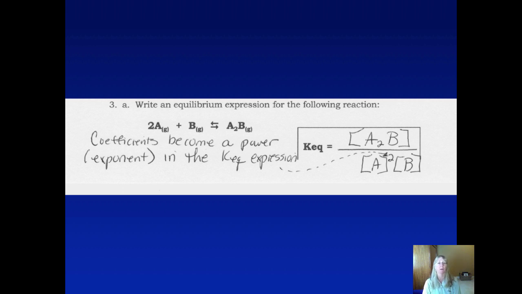Go down to question number 3A. It says 2A gas plus B yields A2B gas. So they're all gases. I have to include all of them in the expression. We always do products over reactants. We place them in brackets, and the only thing that's different here is my concentration of A2B, the product, being divided by the concentration of A times the concentration of B, but the A is squared because there's a coefficient there. It's just that simple. In the next part of this problem, you'll be given the values to substitute in and calculate the KEQ.